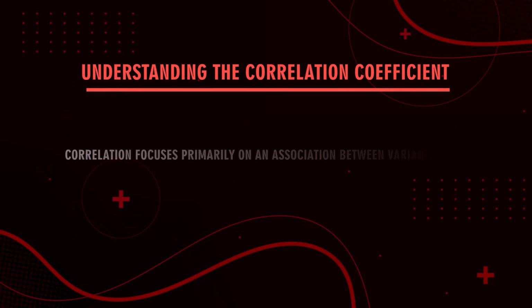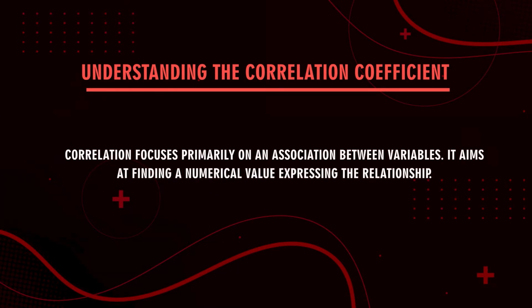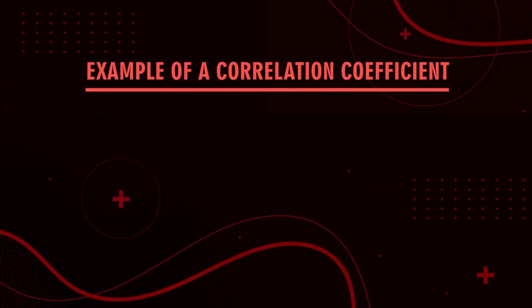Correlation focuses primarily on association between variables. It aims at finding a numerical value expressing the relationship. This is a very important ingredient as far as the calculation is concerned, because the pedagogy needs to be understood while applying the correlation. So there are certain examples of correlation coefficient.